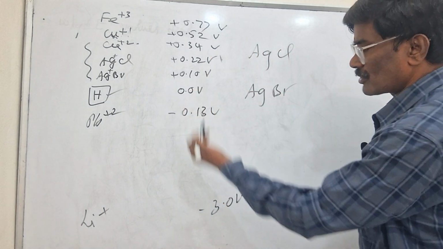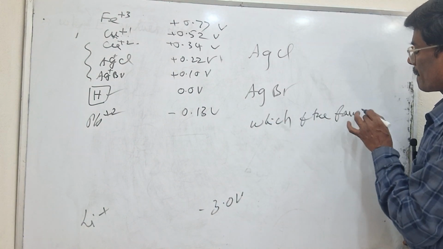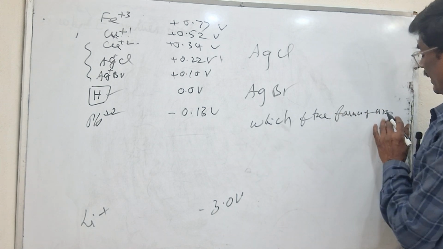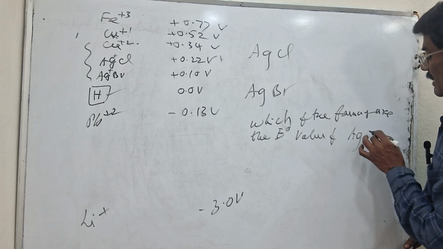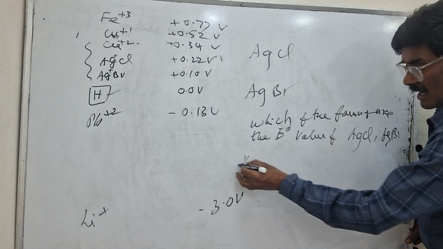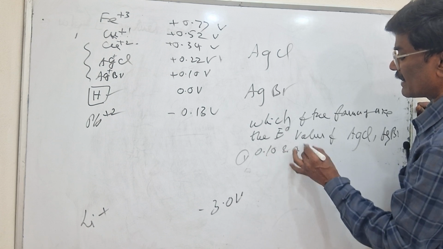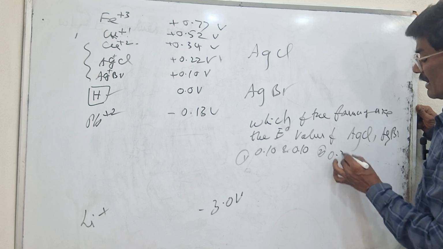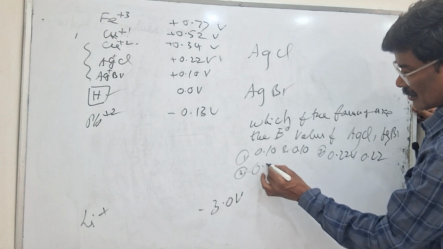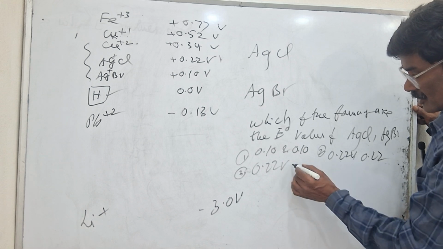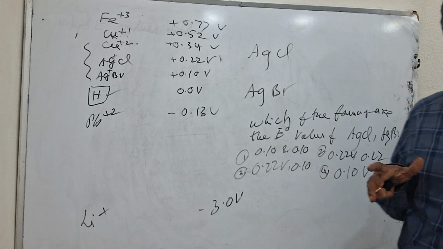More positive. For example, there is an objective question. Which of the following are the E naught values of AgCl, AgBr respectively? First option, same values, 0.10 and 0.10. Second option, 0.22 volts, 0.22. Third option, 0.22 volts and 0.10. Fourth option, 0.10 volts.